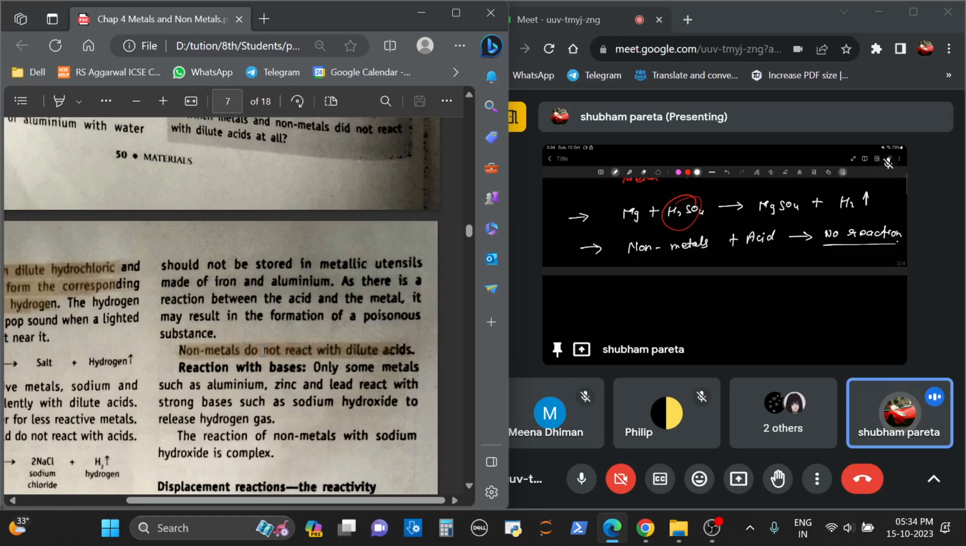Only some of the metals, such as aluminium, zinc and lead, react with strong bases such as sodium hydroxide, and they release hydrogen gas. The reaction with non-metals is very complex. In general, non-metals do not show any reaction with acids, and they do not react with sodium hydroxide or with metals.